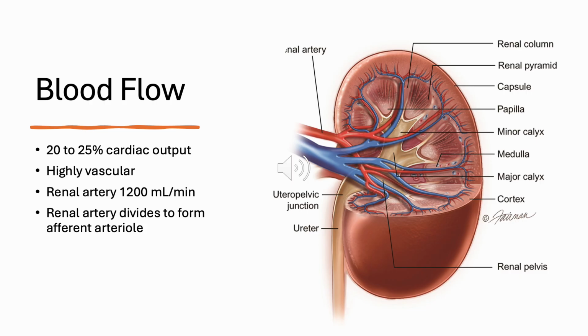To give you an example, you don't have to memorize this or anything, but the renal artery, 1,200 mLs per minute of blood flows through the renal artery. That's per minute. So think of an IV bag. That's 1,000 mL. So add a little bit to that, and that's how much blood is going through your renal artery per minute, okay? And then the renal artery divides to form the efferent arteriole. And I promise we're not going to go that deep. I'm just going to show you a few things about the anatomy and physiology of the kidney.